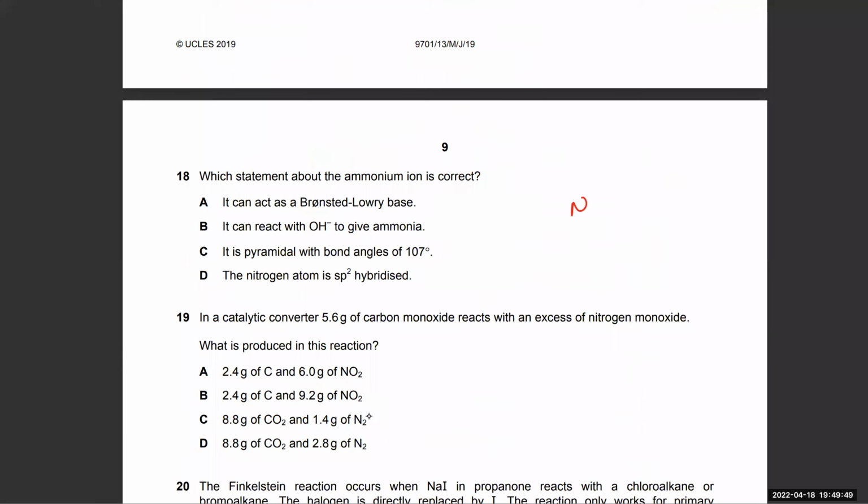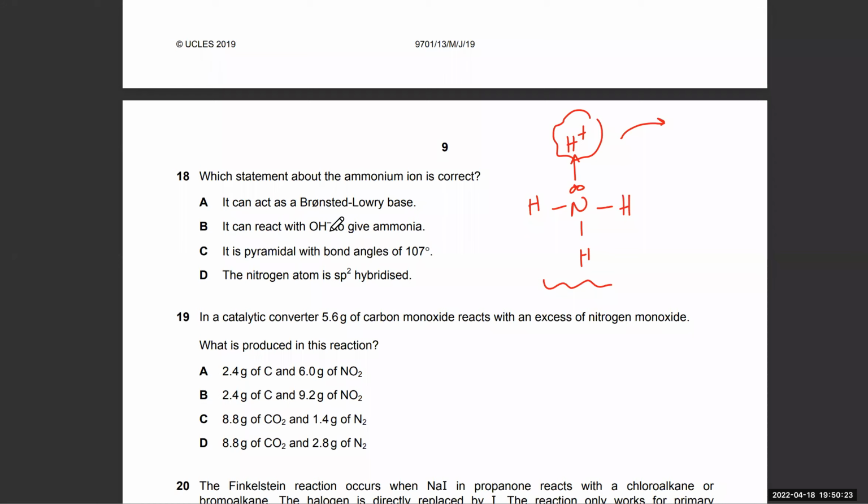Okay. So which statement about the ammonium ion is correct? So ammonium ion is basically NH3, that has a lone pair, and ammonium ion is an ammonia that has datively accepted an H plus 1. The H plus 1 gets attracted to these lone pairs, and they form a coordinate bond. So can it act as a base? No, it cannot. The ammonium ion can act as an acid because it cannot accept more H plus 1, but it can release an H plus 1. So it can act as an acid, not a base.